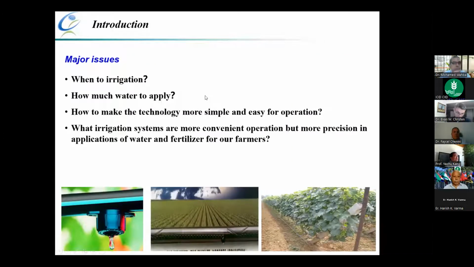The major issues for micro-irrigation, as said by the President before, are: first, when to irrigate; second, how much water to apply; third, how to make the technology simpler and easier to operate; and what irrigation systems are more convenient to operate, but more precise in application of water and fertilizer for our farmers.